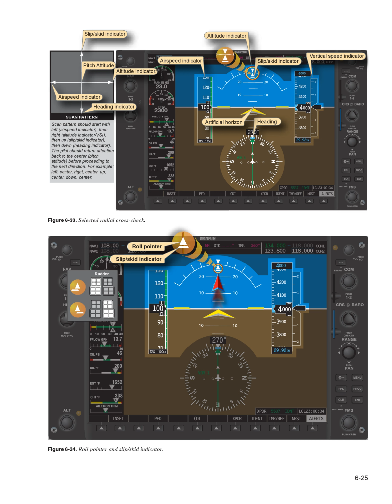Left, airspeed indicator, then right, altitude indicator, VSI, then up, slip/skid indicator, then down, heading indicator. The pilot should return attention back to the center, pitch attitude, before proceeding to the next direction. For example, left, center, right, center, up, center, down, center. Figure 633. Selected radial crosscheck.